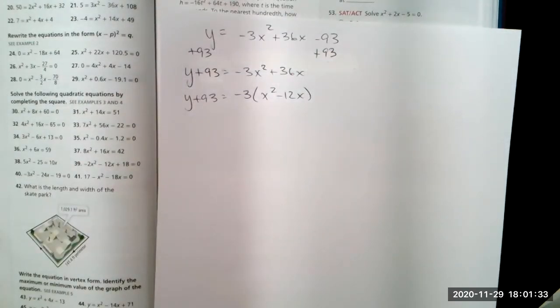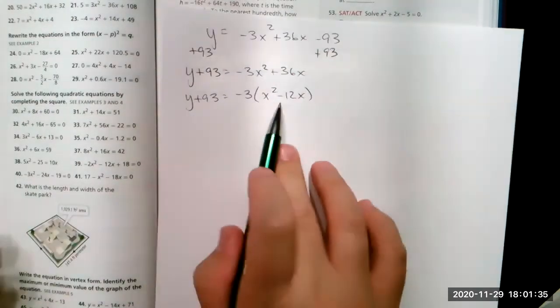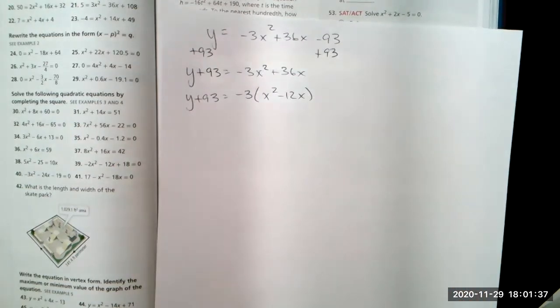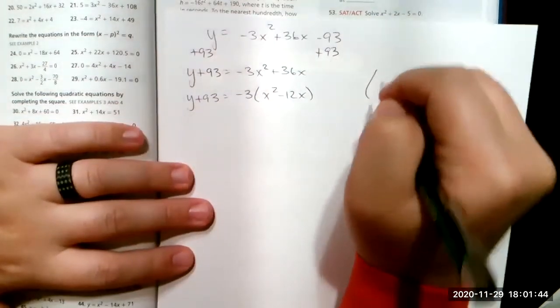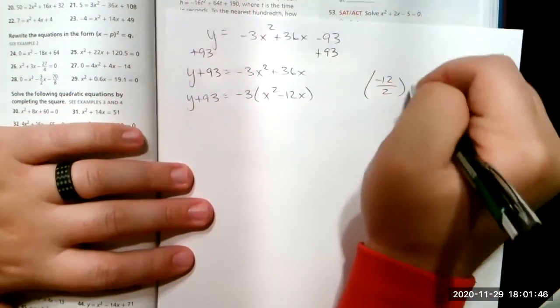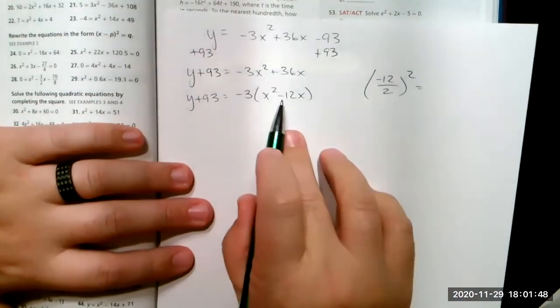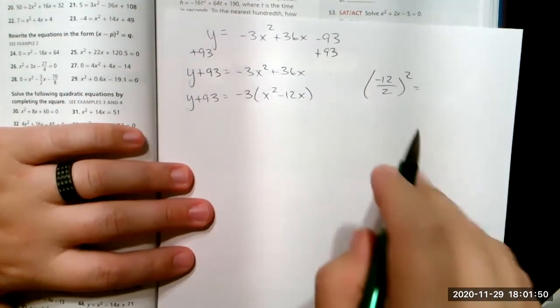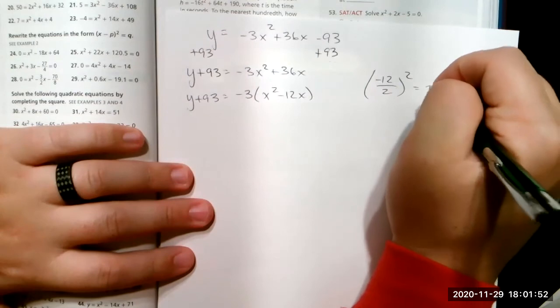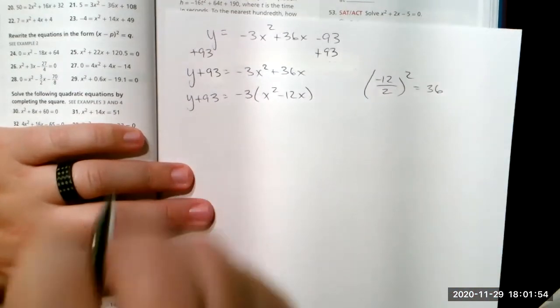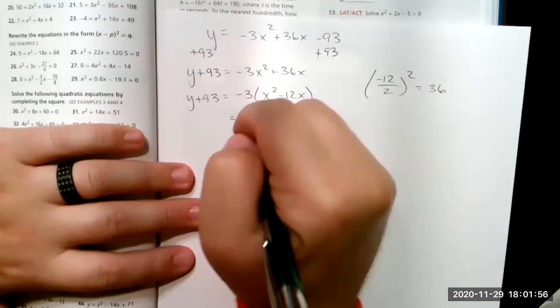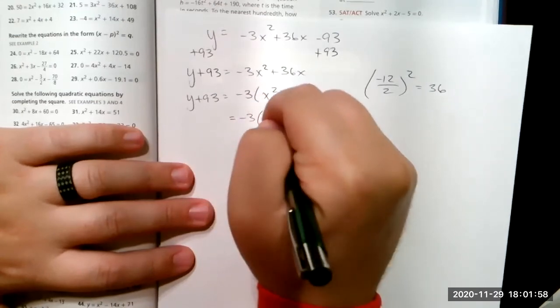Now we're not having to switch things back and forth between inside the parentheses versus outside the parentheses. We'll just move it before we get started, and that way it's a little bit simpler. So do my formula, b divided by 2 squared. My b value is negative 12, so negative 12 divided by 2 is negative 6. Negative 6 squared is 36. So that's going to be my magic number that I'm adding to the inside of the parentheses.